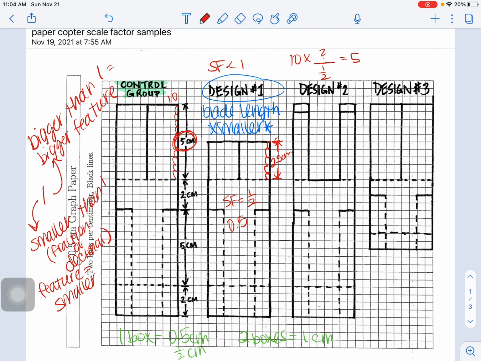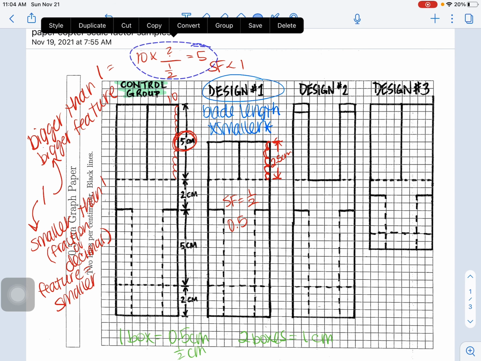So if I look back at this, I have 1, 2 boxes, that's 1 centimeter, 3, 4 boxes, that's 2 centimeters, and another box is 1/2, so 2.5 centimeters. All right, I hope design number 1 made sense. Let's talk about design number 2 now. So I'm gonna take this lovely little thing and move it over there.